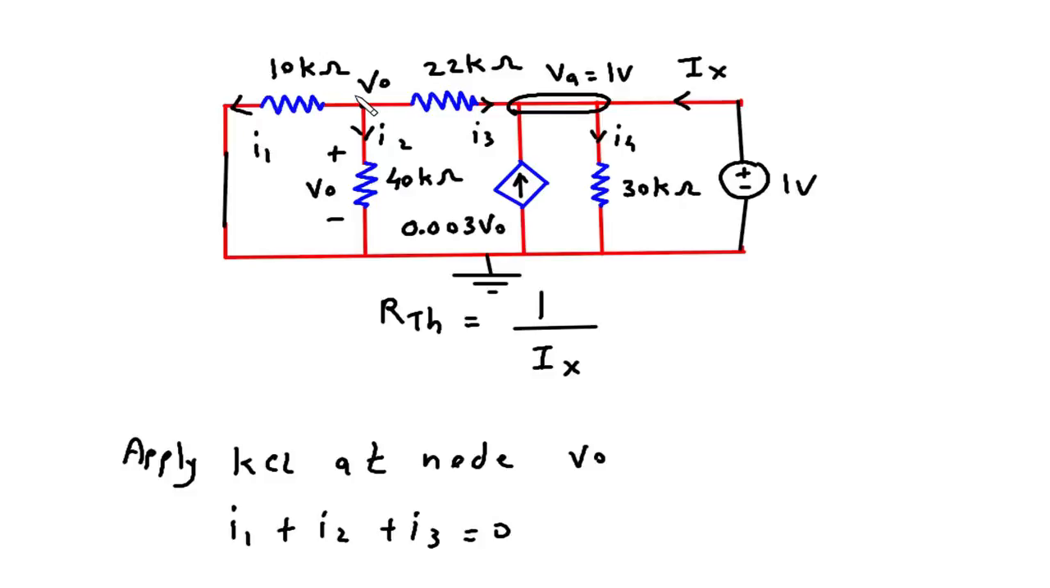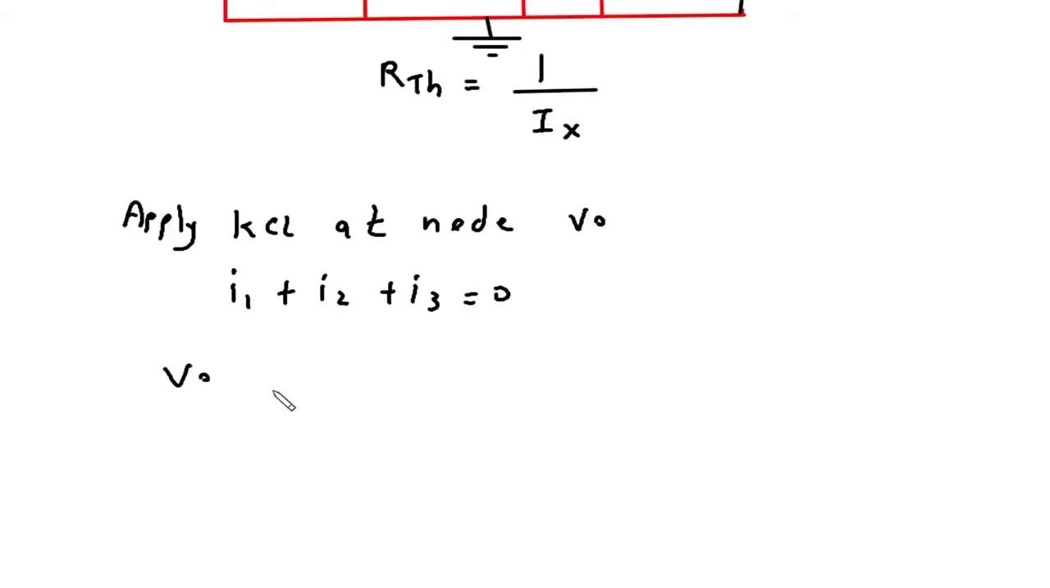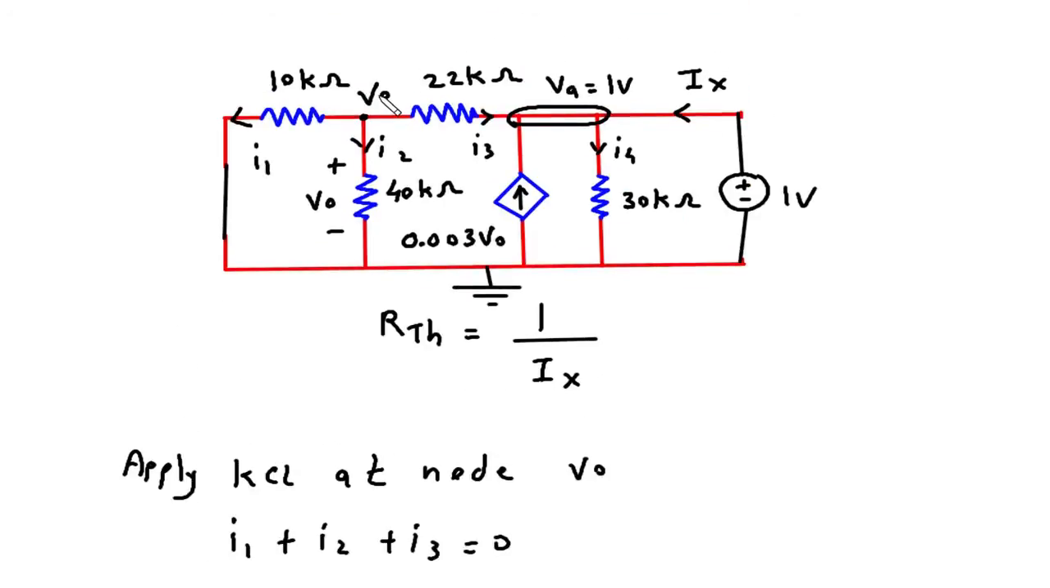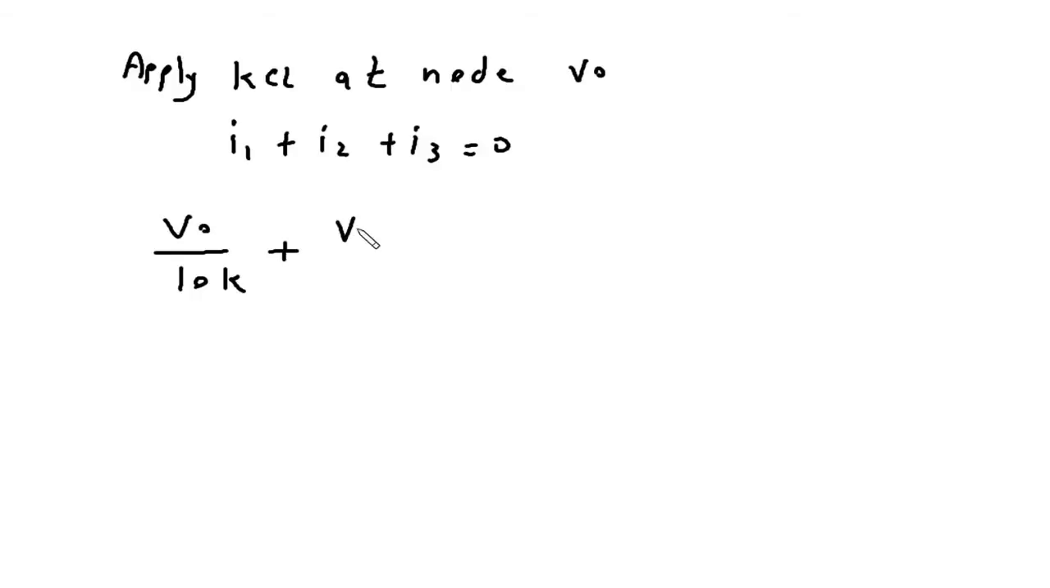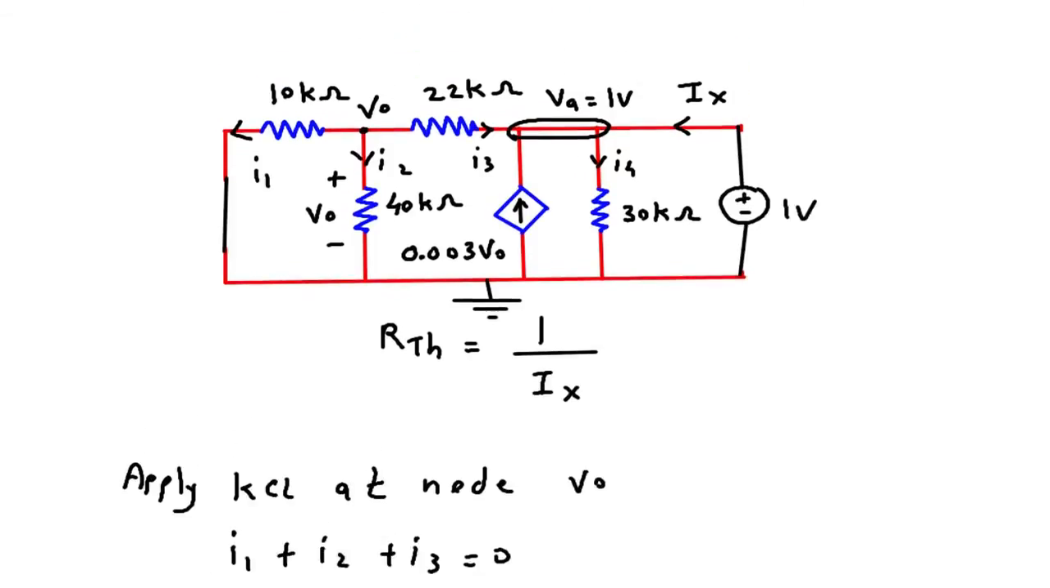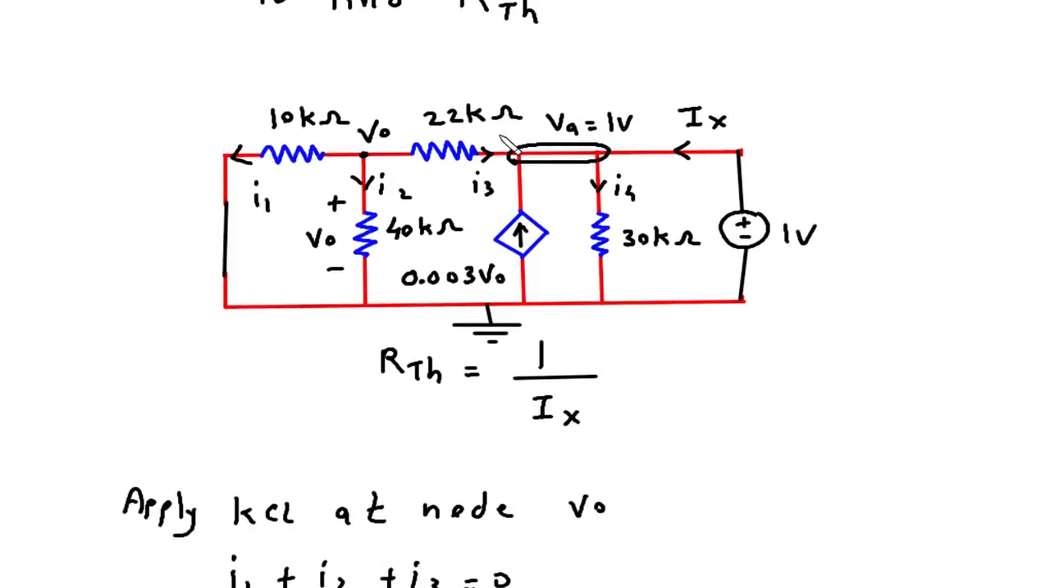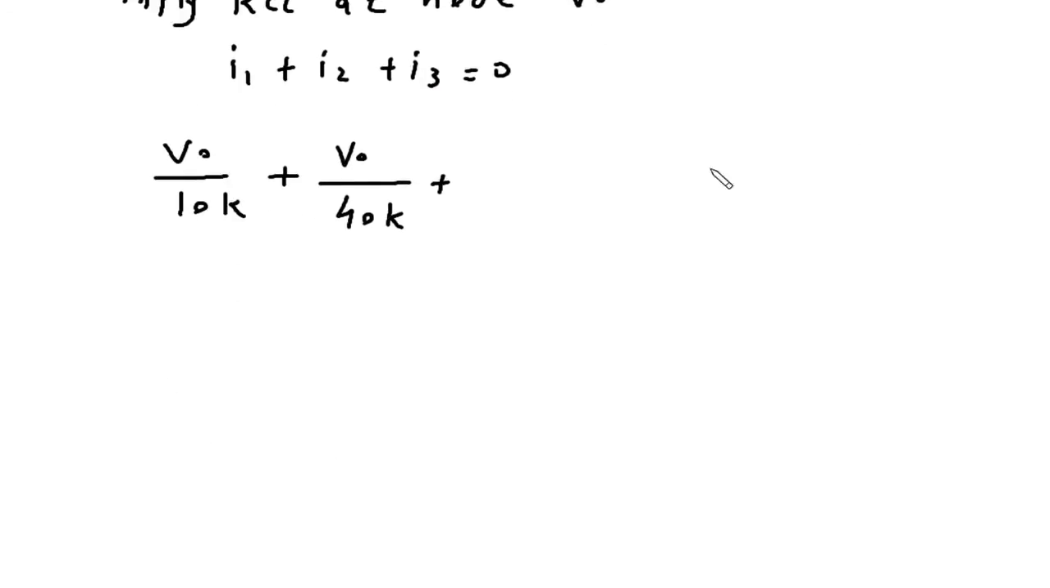Now this I1 is equal to VO minus 0 by 10 kilo ohm, so 10k, plus I2. I2 is VO minus 0 by 40k plus I3. Now I3 is VO minus 1 by 20k, is equal to 0.